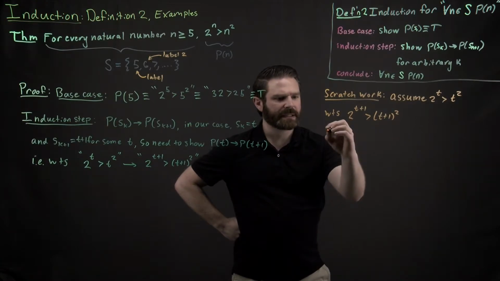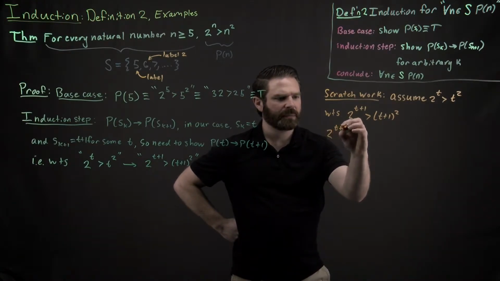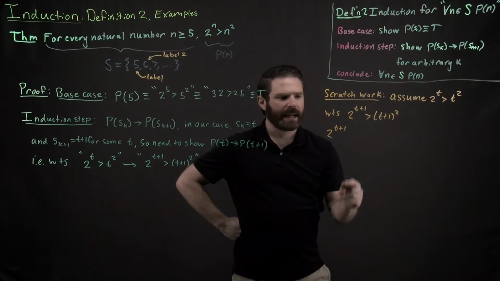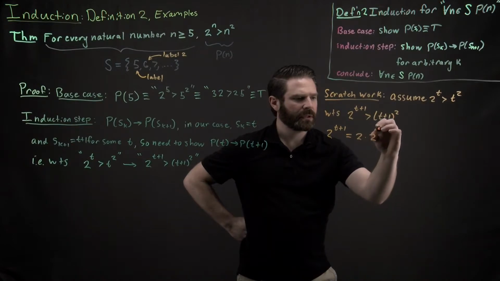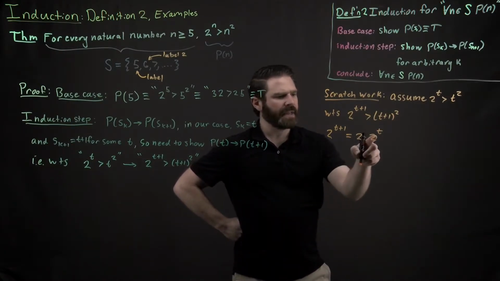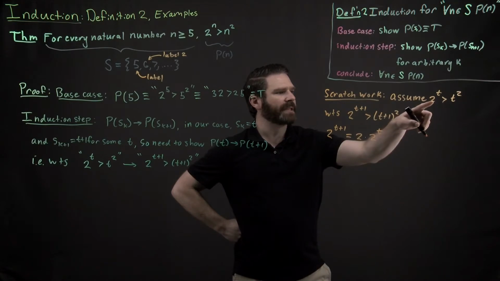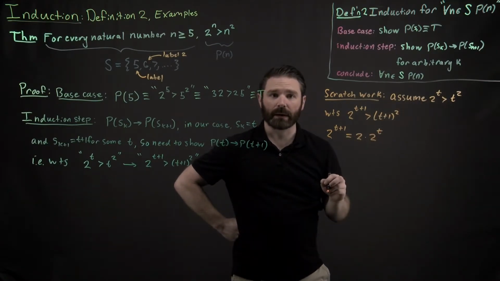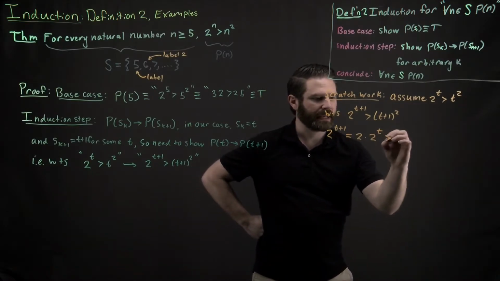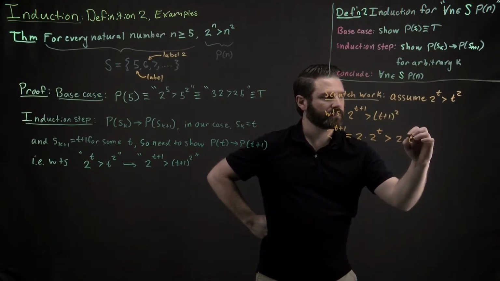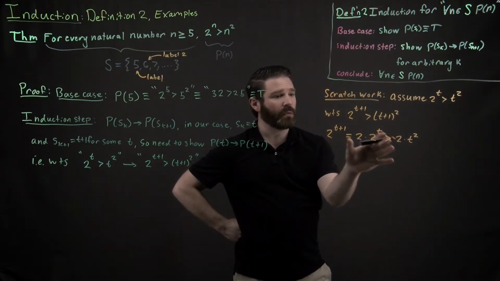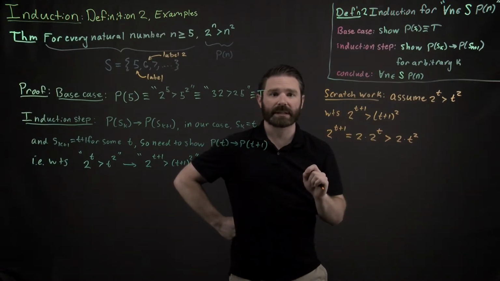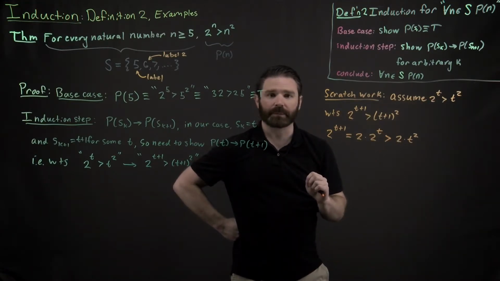So I notice that 2t plus 1, I could rewrite that as 2 times 2 to the t. And then if I do that, I have an assumption right here that says 2 to the t is greater than t squared. So I know already that this thing is greater than 2 times t squared. Good. So I have some way to relate the left-hand side of this inequality using my assumption.